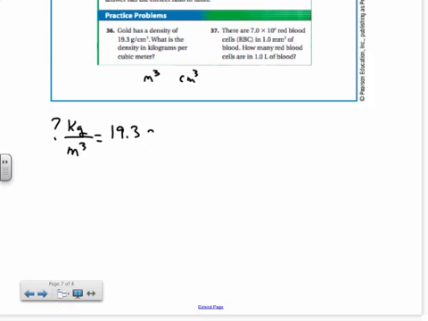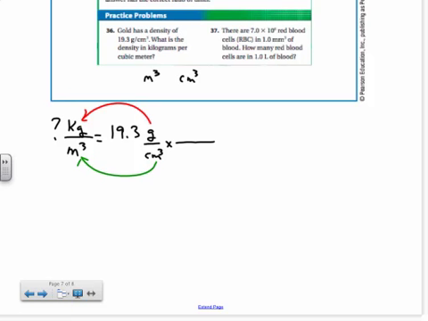Okay, 19.3 grams per cubic centimeter. I like to write it straight up and down. It's just easier to make everything cancel as I'm working through it. And do this as two problems, like I did before. Problem 1 is this. Problem 2 is that. So, let's do the first problem.